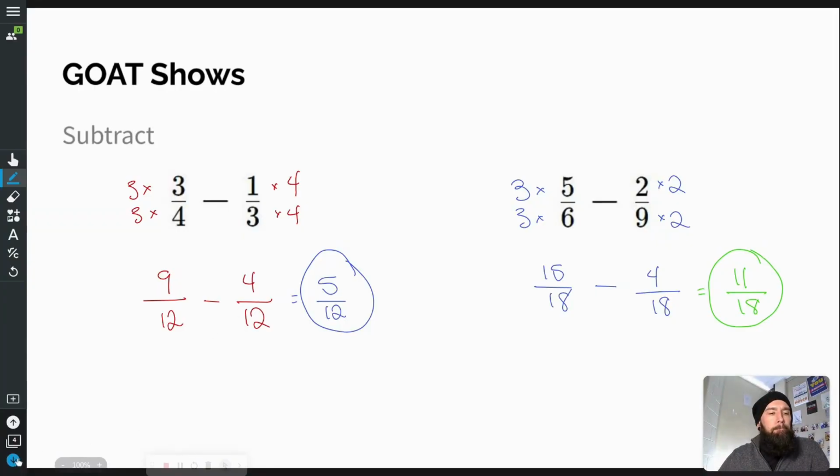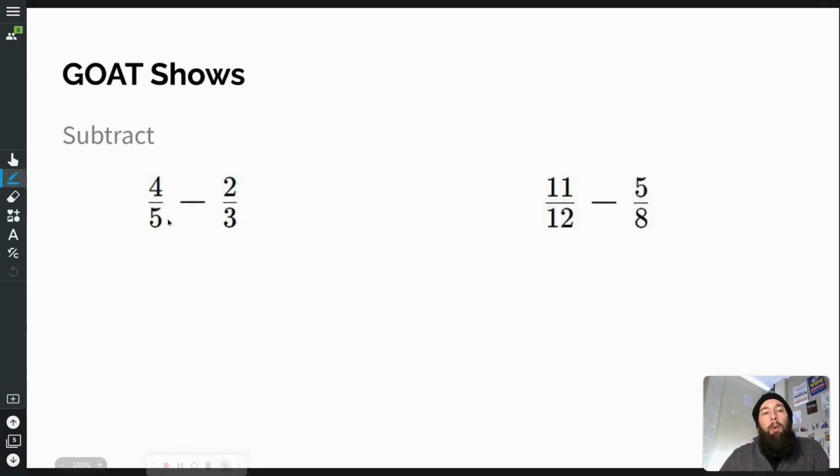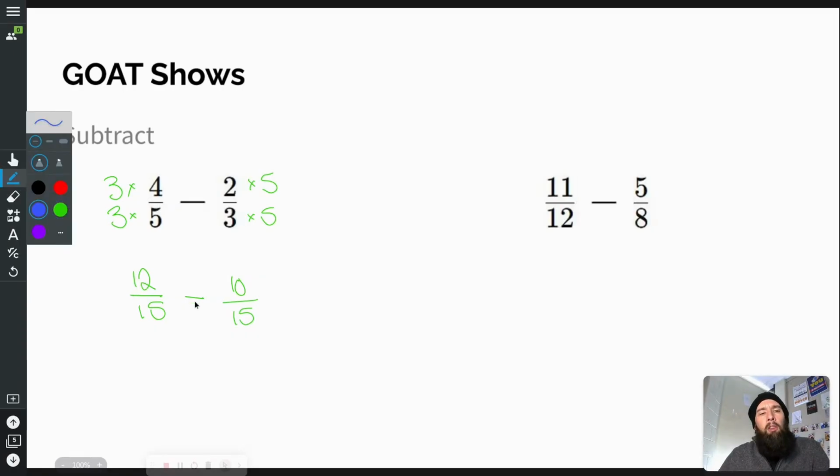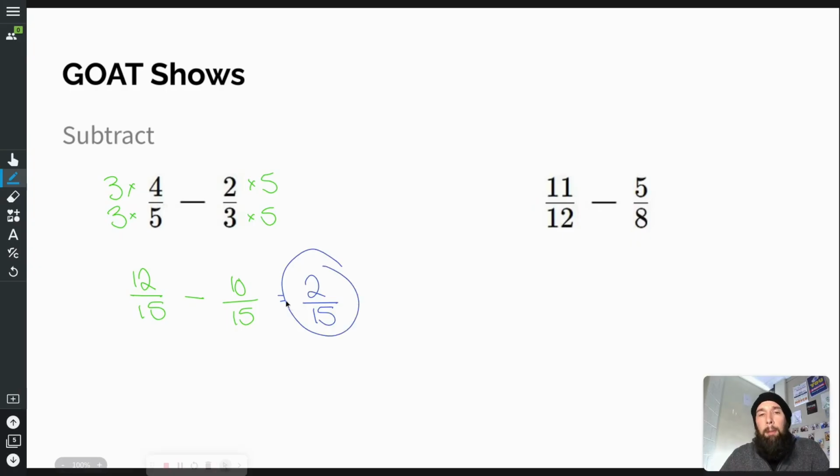Okay? Okay. 4 over 5 minus 2 over 3. Really, there's not much I can do here except make them 15. So 3 times 5 is 15, so I have to do 3 times 4 over 3 times 5. 3 times 4 is 12, 3 times 5 is 15, minus in the middle, 2 times 5 is 10, 3 times 5 is 15. 12 minus 10 is 2, keep 15, doesn't simplify, no mixed numbers, circle it, we're done.